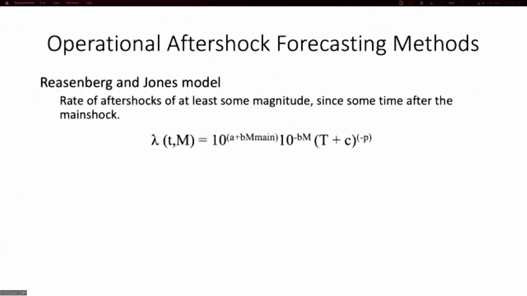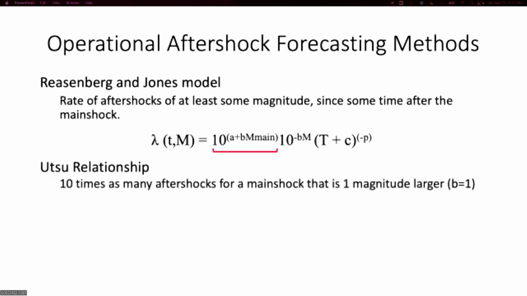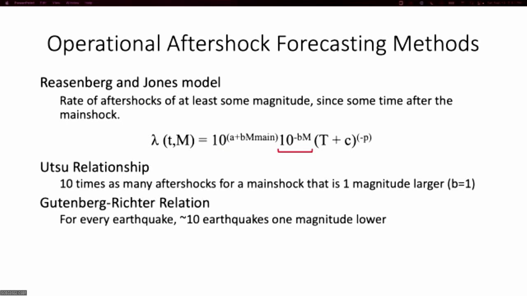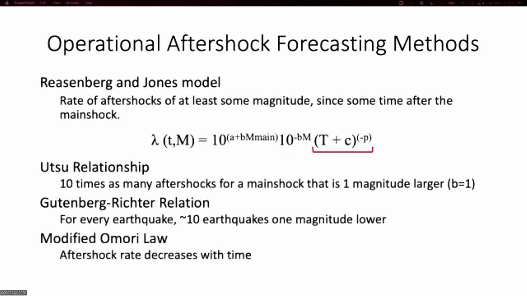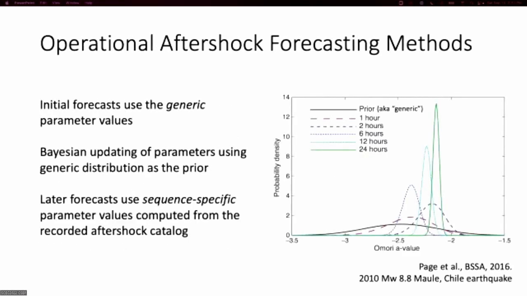So the USGS currently uses the Reasenberg and Jones model that I think we're all pretty familiar with. But to recap, this equation describes the rate of aftershocks of at least some magnitude since some time after the main shock. There are three components, namely the Utsu relationship, the Gutenberg-Richter relationship, and the modified Omori law. All of these play a role in creating the aftershock forecast.